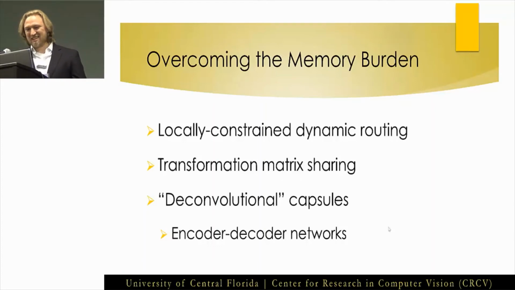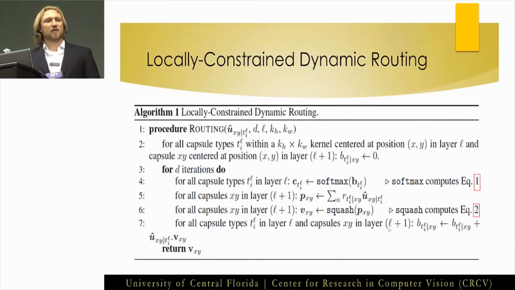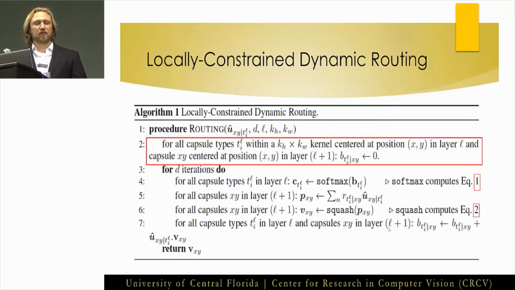So here's the locally constrained dynamic routing algorithm. This is the key line here, where all we're doing is constraining our prediction vectors to some kernel within the grid, and the predictions that we route for each parent are based on this local kernel.